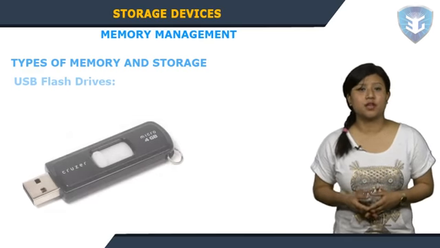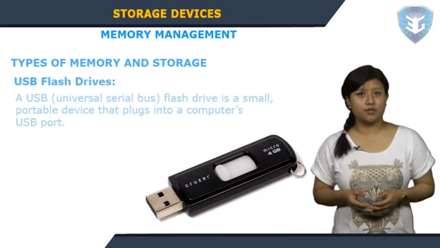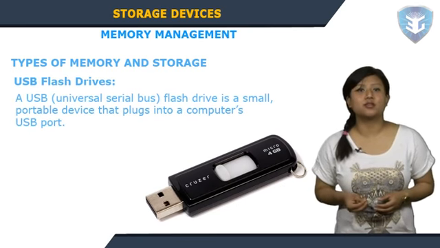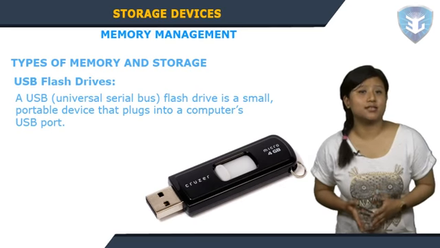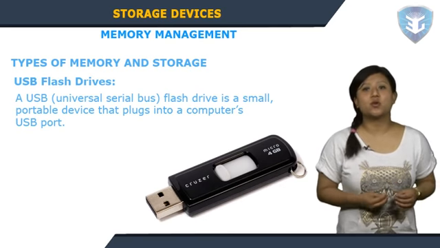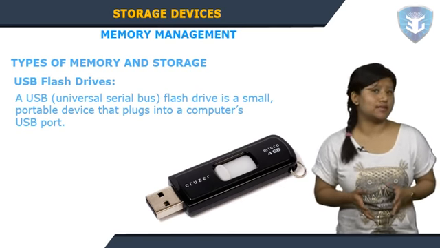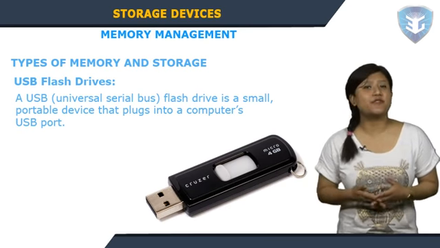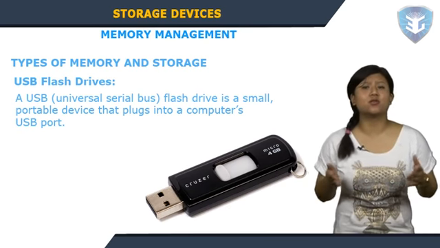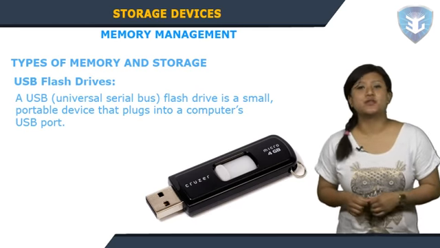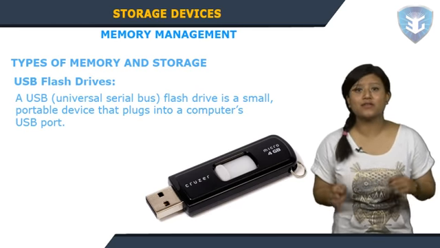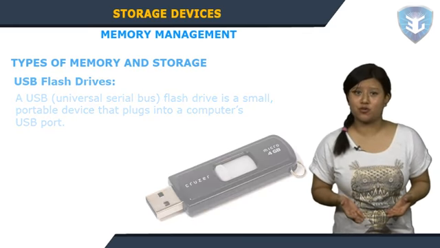USB flash drives. A USB, or universal serial bus, flash drive is a small portable device that plugs into a computer's USB port. Like a hard disk, a USB flash drive stores information, but usually a lot less than most hard drives. USB flash drives vary in size and shape and can hold gigabytes of information. They are sometimes called thumb drives. USB flash drives are also called pen drives, keychain drives, key drives, or memory sticks.